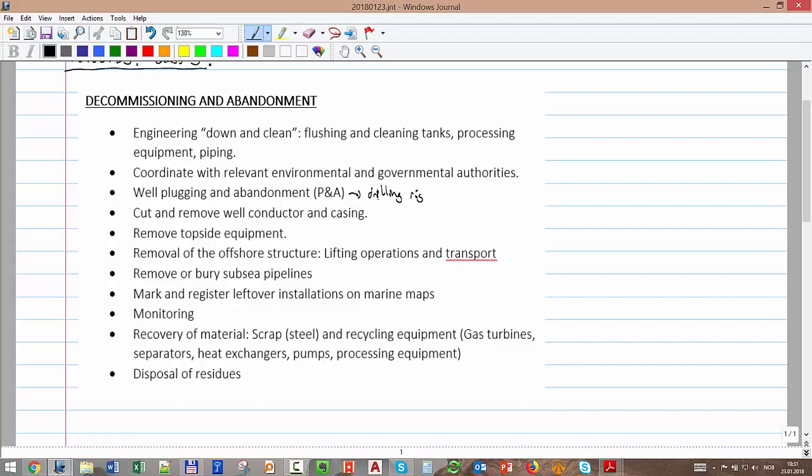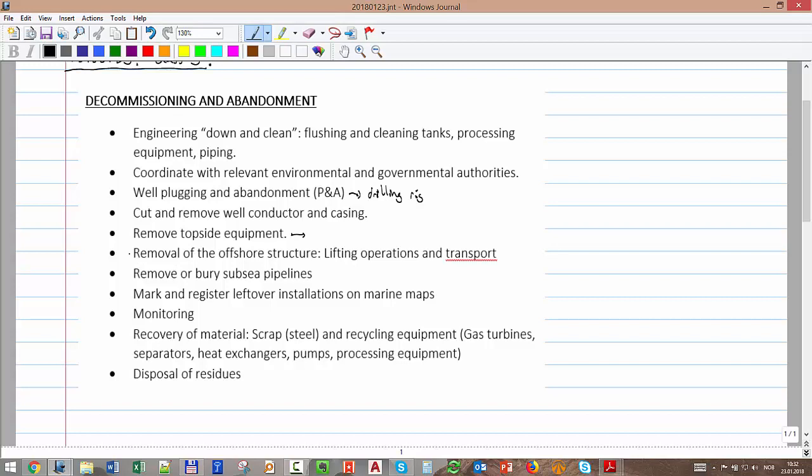Then after that, of course, you have to leave the sea or the surface the way it was originally. So you have to remove all topside equipment. And here there is also a lot of money to be made, because we have pumps, separators, compressors, generators, all kinds of equipment that can maybe be reused in another application. So there is a big business in taking this old equipment, dismantling it, and selling the parts that are still useful, that still have a remaining life.